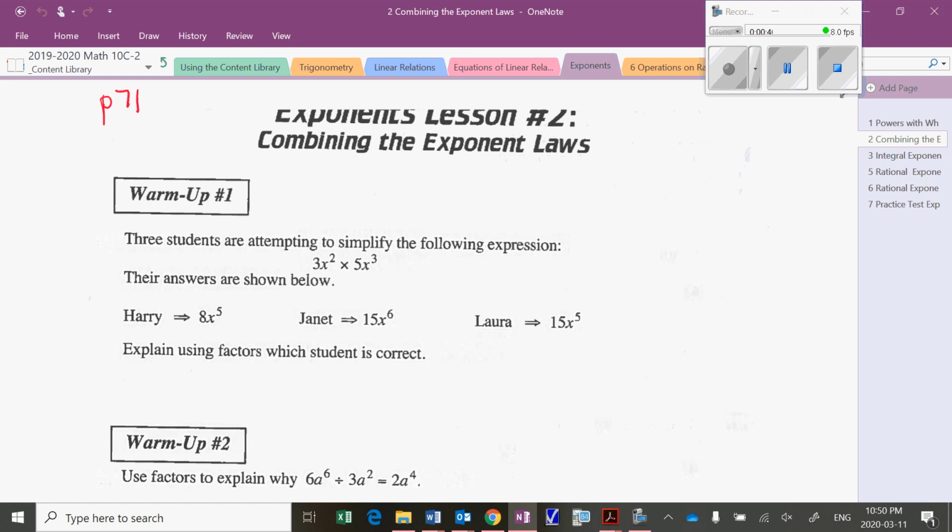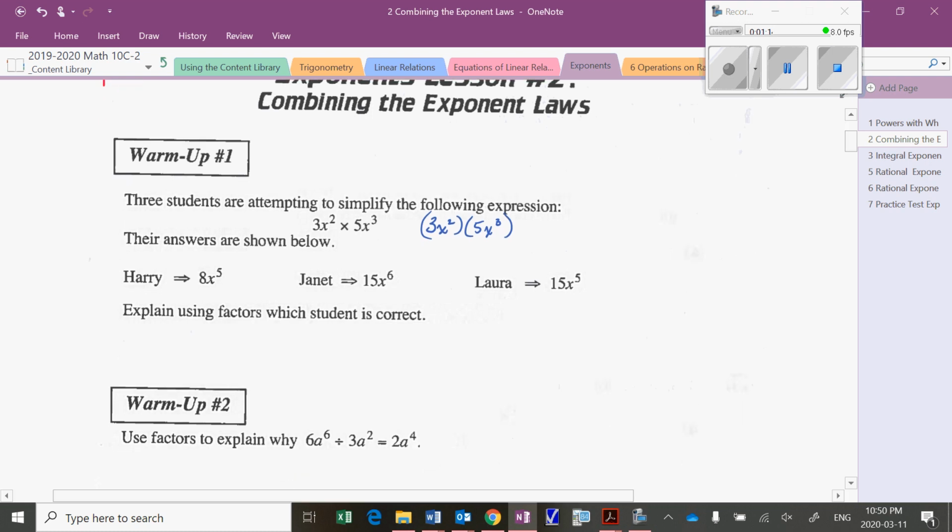So if you take a look, we've got three students attempting to simplify the following expression, 3x squared times 5x cubed. I'll be honest, I don't love that times symbol when they're using x's. I would probably prefer them to write it as 3x squared times 5x cubed using that type of notation. And so we've got Harry 8x to the fifth and Janet 15x to the sixth and Laura 15x to the fifth. And so explain using factors which student is correct.